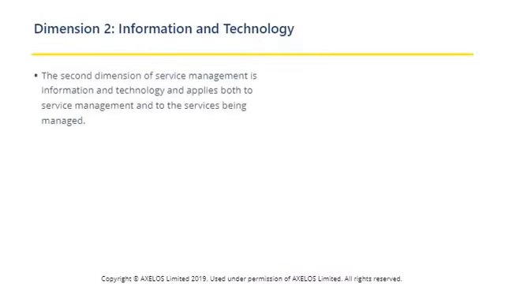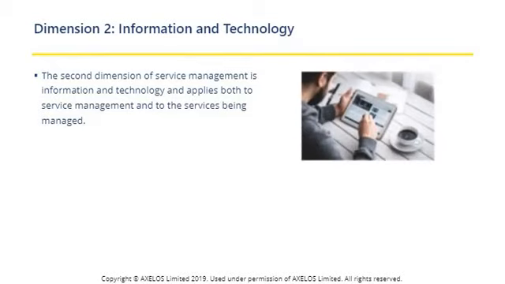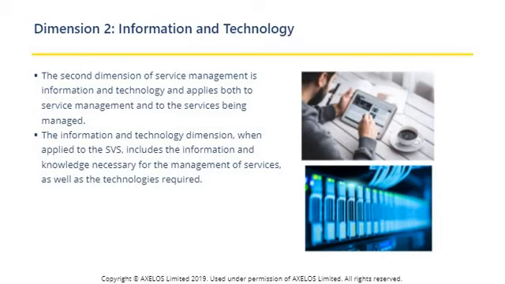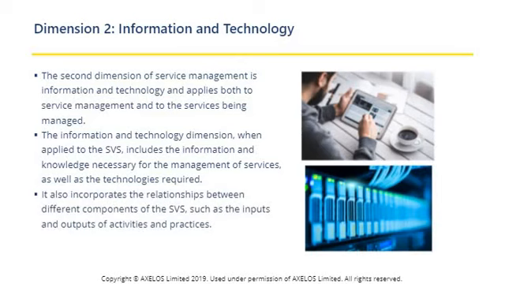The second dimension of service management is information and technology, and applies both to service management and to the services being managed. This dimension, when applied to the SVS, includes the information and knowledge necessary for the management of services, as well as the technologies required. It also incorporates the relationships between different components of the SVS, such as the inputs and outputs of activities and practices. Detailed guidance on the role of information and technology in service management can be found in other ITIL publications.